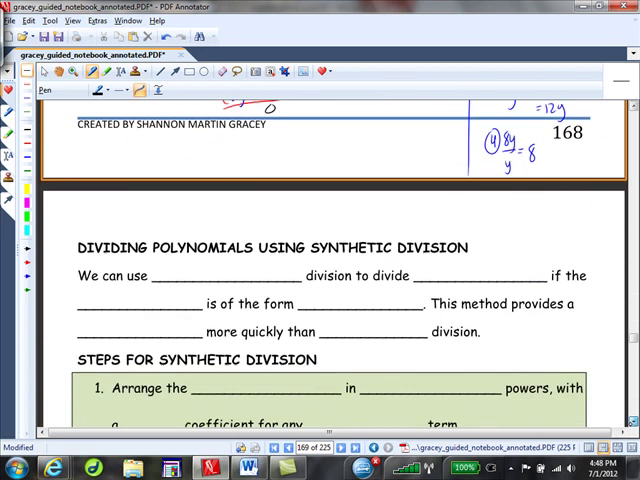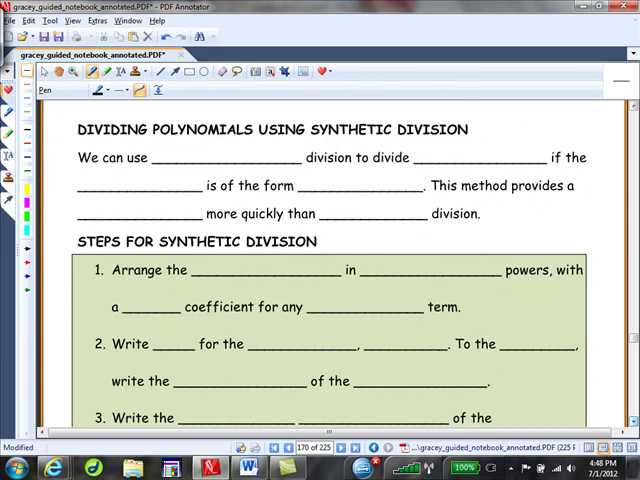Okay, so here we go. Dividing polynomials using synthetic division. We can use synthetic division to divide polynomials if the divisor is of the form x minus c. This method provides a quotient more quickly than long division.